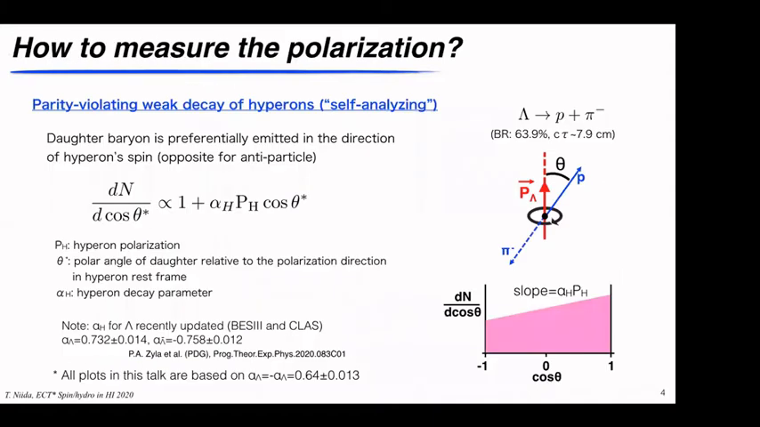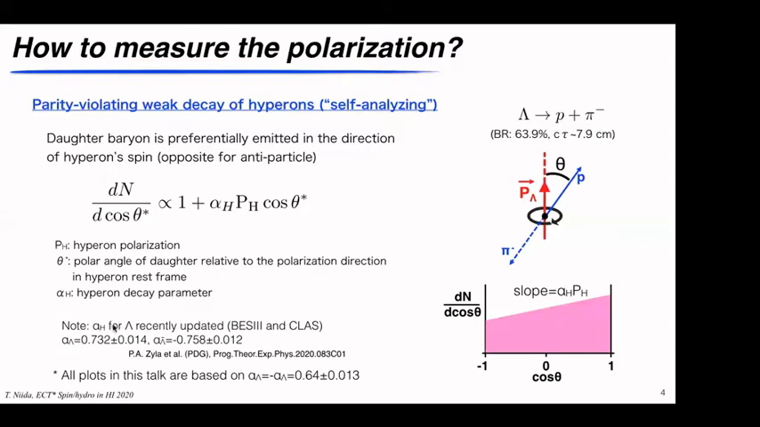Experimentally, one can measure the polarization of the particle by using the weak decay of the hyperon, where parity is not conserved, meaning that the daughter baryon direction is highly correlated with the parent spin direction. This formula is based on the distribution of the daughter baryon in the parent rest frame. Here P is the polarization and alpha is the decay parameter. In the case of the lambda, the decay into proton and pion has alpha roughly 0.73.